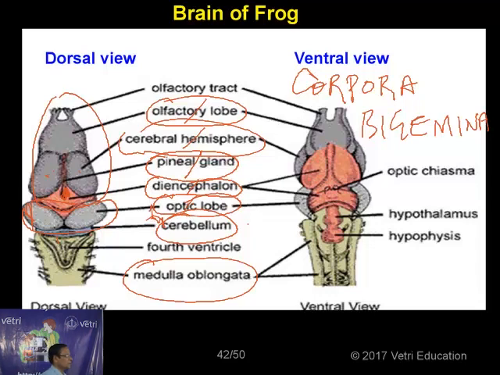Then the hindbrain is formed of 2 parts, one is called cerebellum. Now this strip is called the cerebellum. And then we have the medulla oblongata. This is the medulla oblongata, the posterior part of the brain.